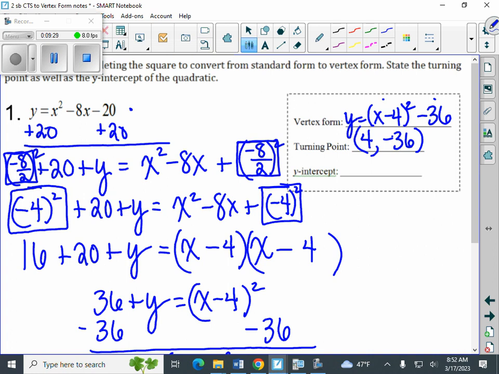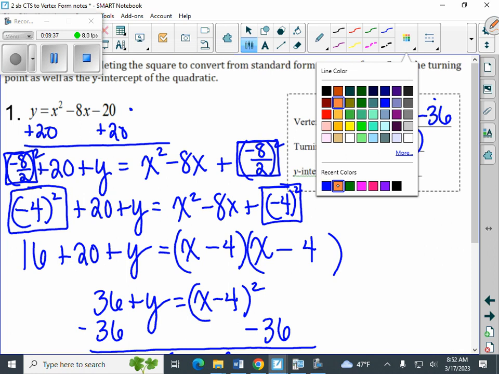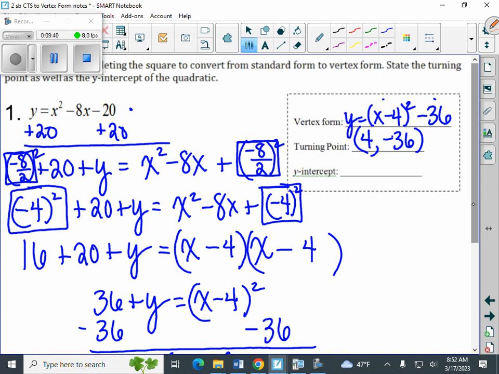And I was focused on the completing the square, but I should have talked about the y-intercept at the very beginning. Because we can get the y-intercept from this format here, our standard form. And what we know is that a is 1, b is negative 8, and c is negative 20. Our y-intercept is 0, c. So we should have and could have filled that in earlier as 0, negative 20.